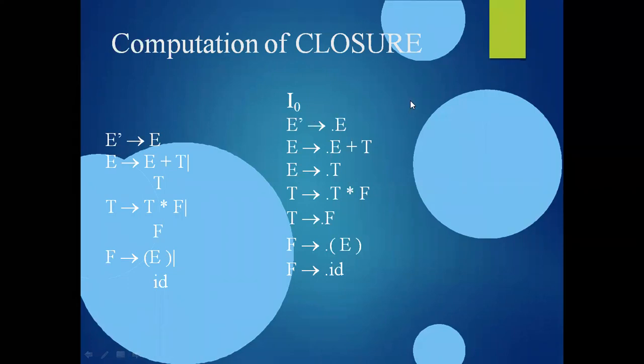This is nothing but a computation of closure of I. With this we compute closure of I. Now we should give a name for this closure of I, because the next step is we need to compute the goto function. To compute the goto function, we need to know from which item we are calling the symbols.